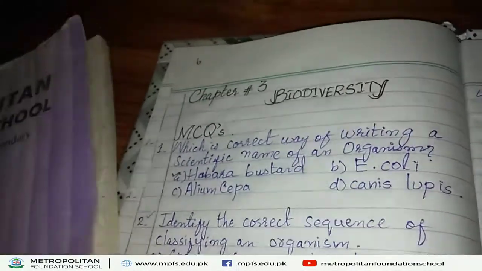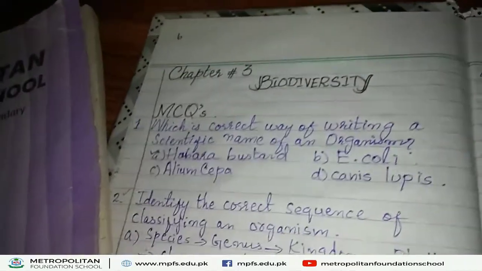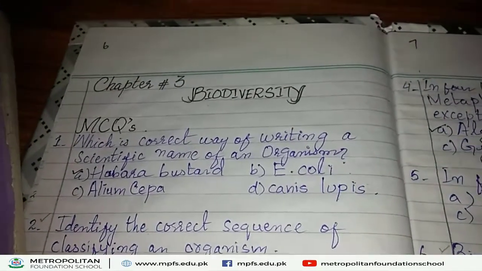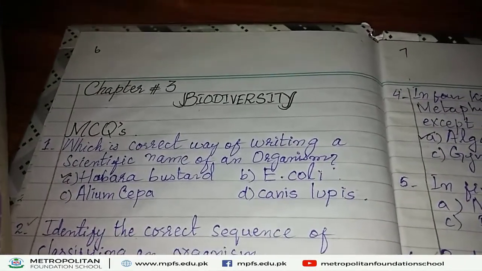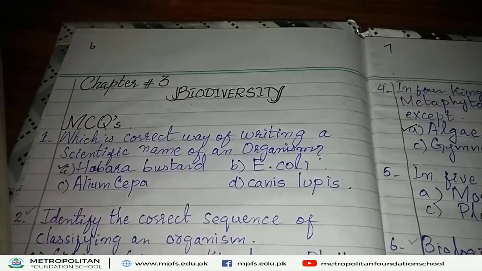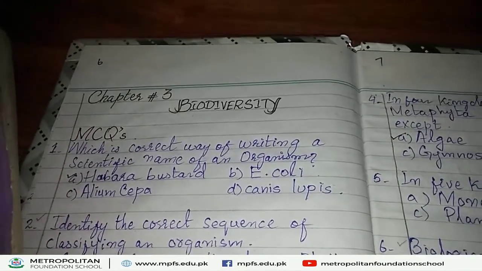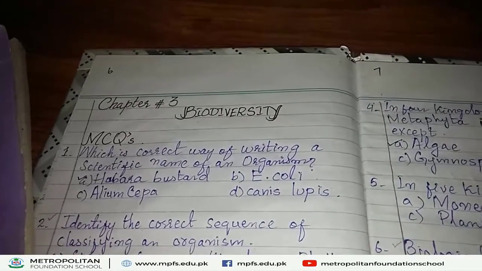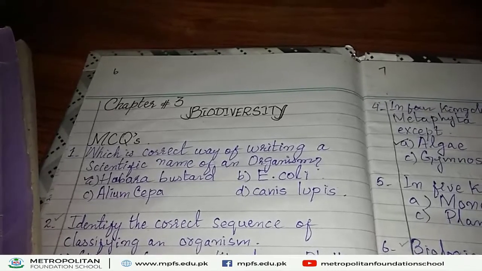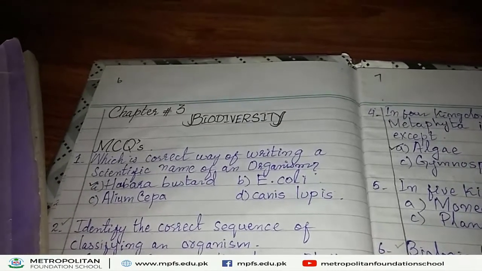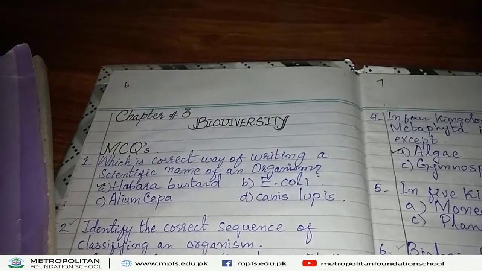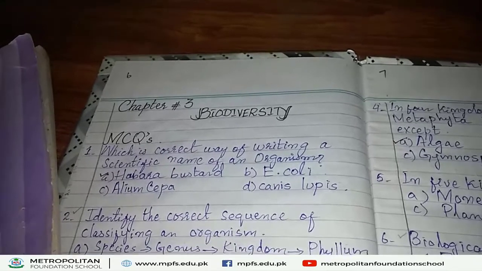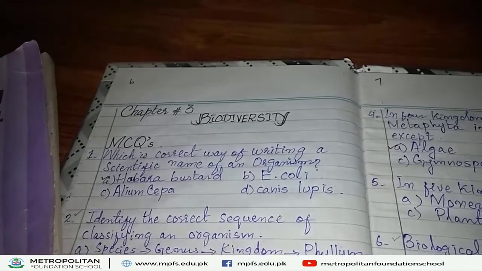Chapter number 3, that is biodiversity. MCQ number 1. Which is the correct way of writing a scientific name of an organism? Option A, Hopea bustard. Option B, E. coli. Option C, Allium cepa. And option D, Canis lupus. So, students, the correct way of writing is option A, that is Hopea bustard.